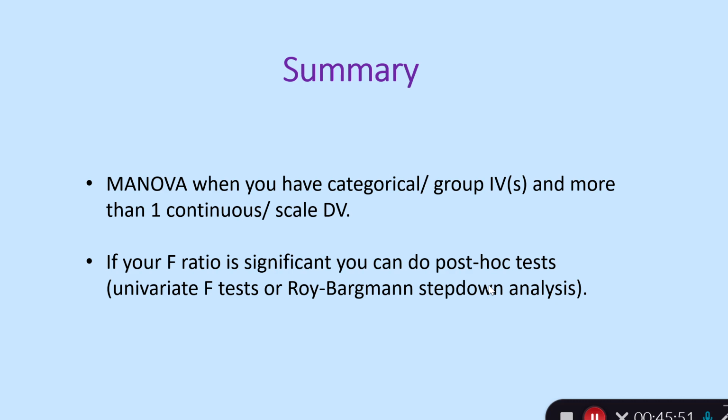And if you get a significant MANOVA result, a significant F ratio, you have to do some sort of post-hoc tests. Commonly used is to do multiple univariate F tests, multiple univariate ANOVA tests with some sort of Bonferroni correction. Or alternatively, probably a much better way to do things is Roy-Bargman, what's known as Roy-Bargman step-down analysis. There are other approaches to assess where the differences are that are driving a significant MANOVA result, but we're not going to cover them at this time.